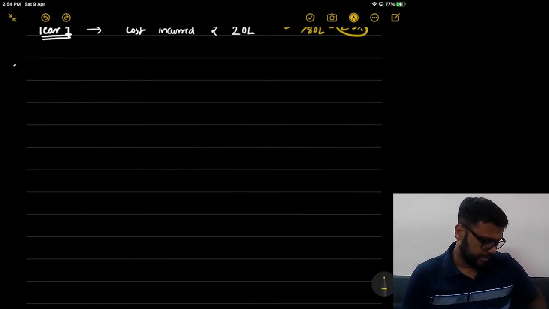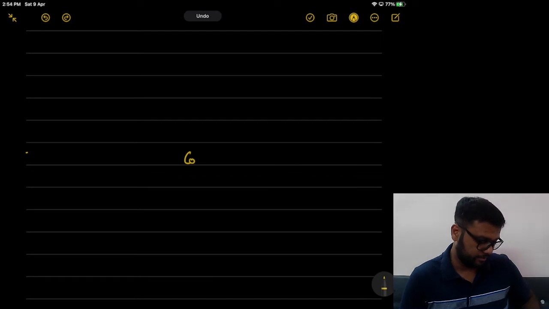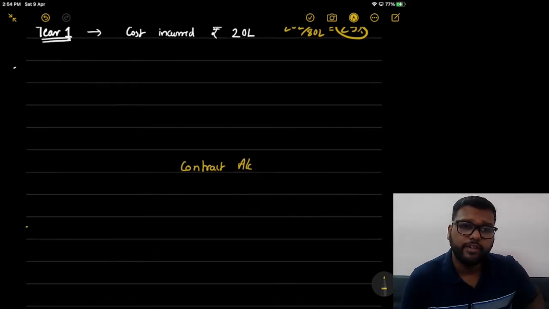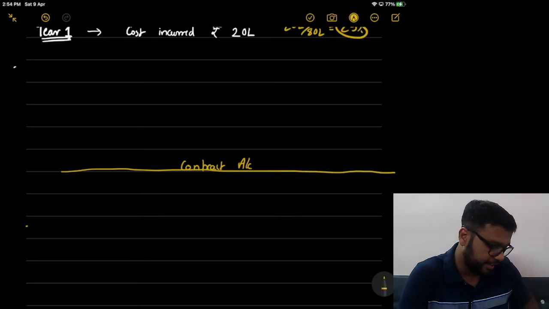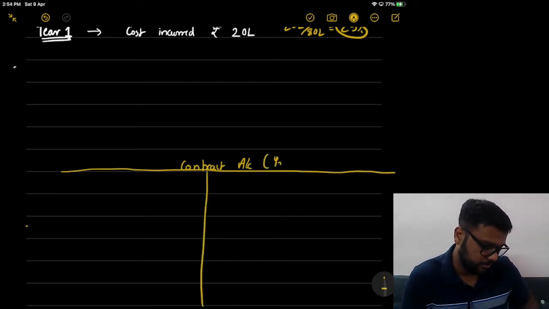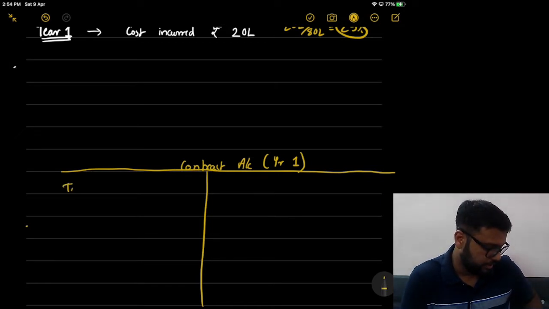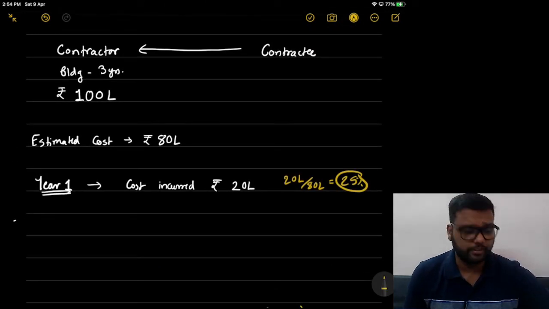Before going there, let me write it in a contract account. Whatever is cost incurred, where will we write it? This is like a P&L account of the contract, right? So where will we write that cost incurred? Debit side. Debit to cost incurred. Okay. Fine.